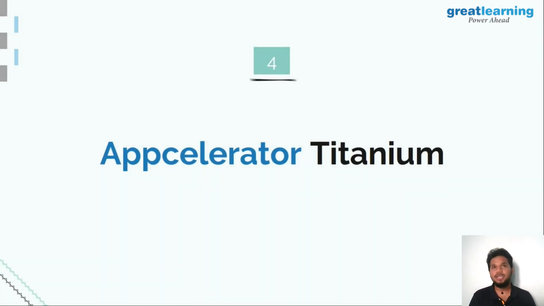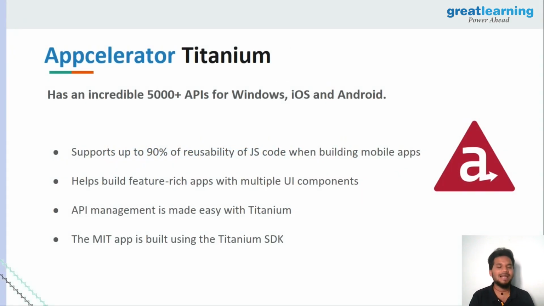Right. Coming on to number 4. On the 4th spot, we have Appcelerator Titanium. Now, it might seem like a mouthful, Appcelerator Titanium, right? It's a beautiful framework to use. It has 5,000 plus APIs when it comes to working with Windows, iOS, and Android. And that itself blew my mind whenever we went to explore what Appcelerator Titanium was all about.